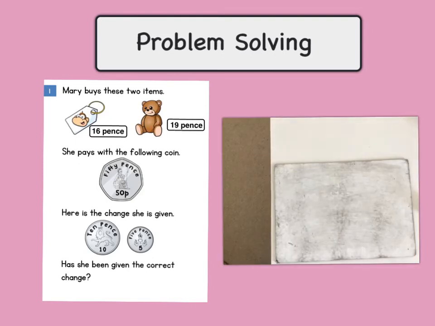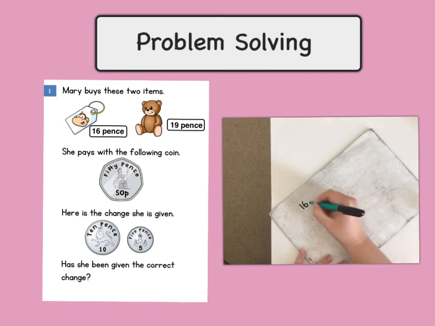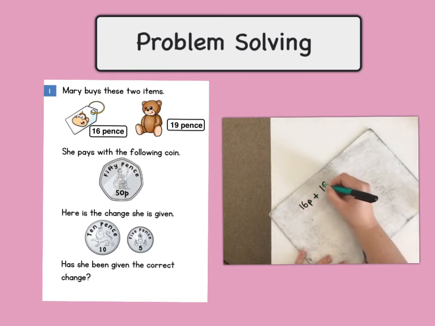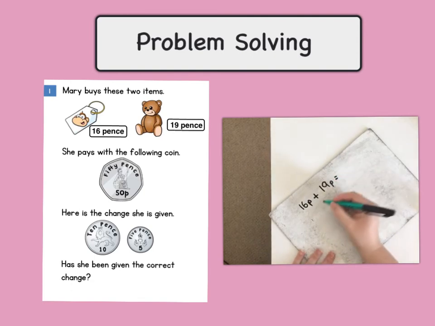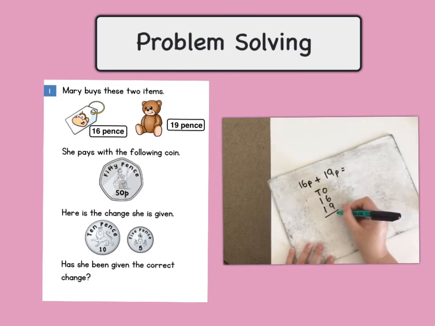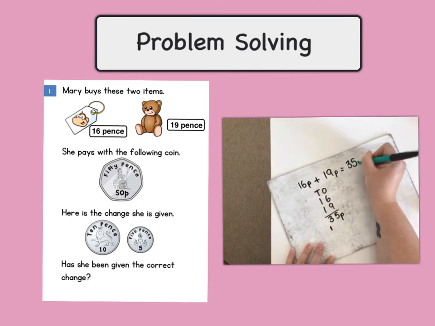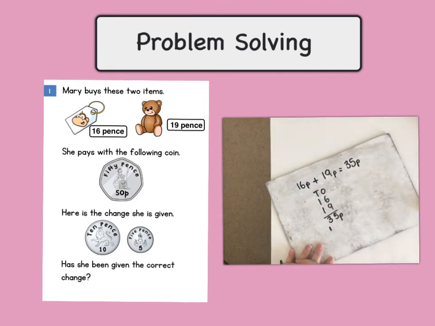So now let's have a look at this challenge again. We'll go through it together. The first thing I need to solve is how much the 2 items are going to cost all together. So I actually need to do 16p add 19p. This time I'm going to use my column addition. So I'm going to make sure I follow it properly. So I have 6 add 9, that's going to make 15. So I need to carry my extra 10. I've got 1 10, 2 10s, 3 10s. So that makes 35. So altogether, Mary has spent 35p.